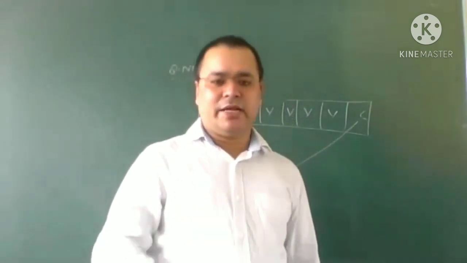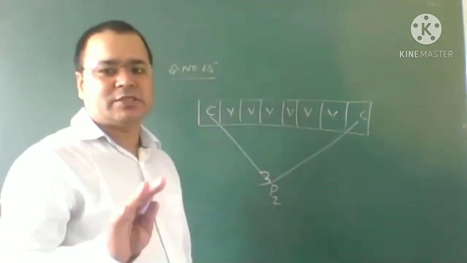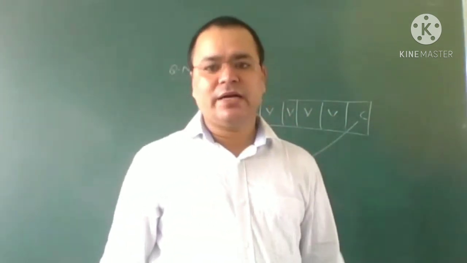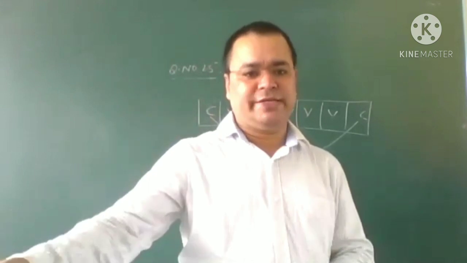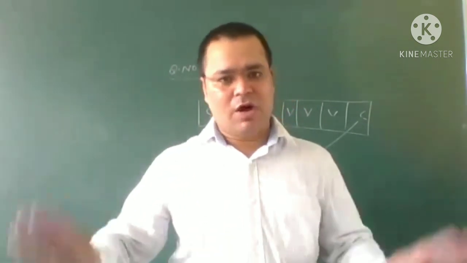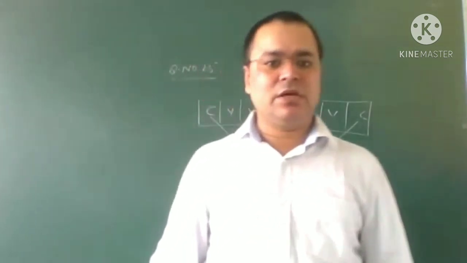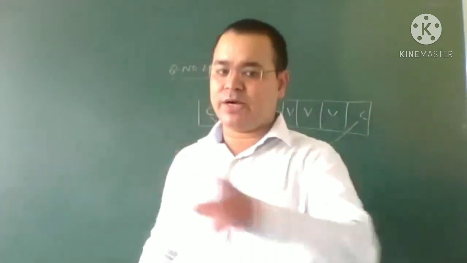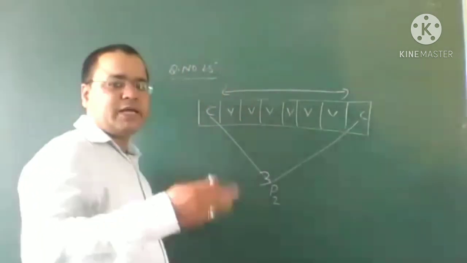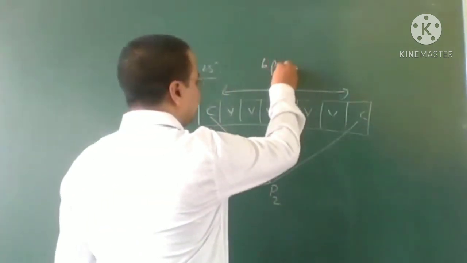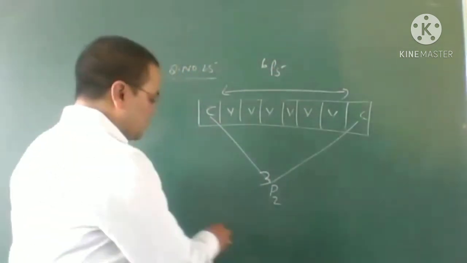Similarly, now how many places? 1, 2, 3, 4, 5, 6. Now there are 6 places to be filled by vowels out of 5 letters. There are 5 vowels, and with the help of those 5 letters we want to fill 6 places. So that will be 6P5. Getting? 6P5.